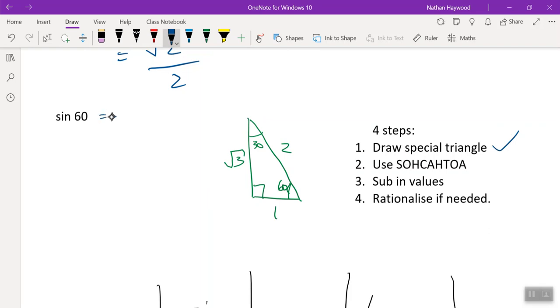What's sine equal to? Opposite over hypotenuse. What's the opposite of the angle 60? Square root 3. What's the hypotenuse? 2. So that's it. Sub in the values. You don't need to rationalize the denominator because it's not a surd.